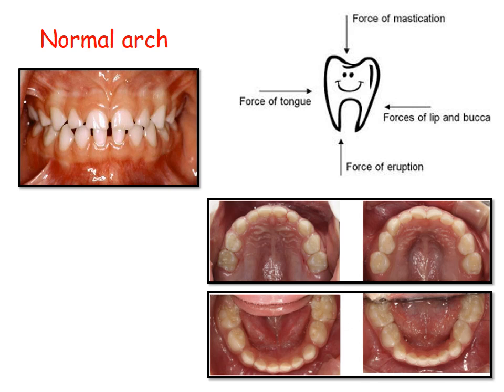So in a normal arch, there are natural forces which are exerted on the tooth. These forces are the forces of mastication, force of eruption, force from the tongue, and forces of the lip and buccal mucosa. The force of mastication and the force of eruption maintain a constant vertical relationship, while the muscular forces, that is the forces of the tongue, lips, and cheek, tend to limit the buccal, labial or lingual movements of the teeth.